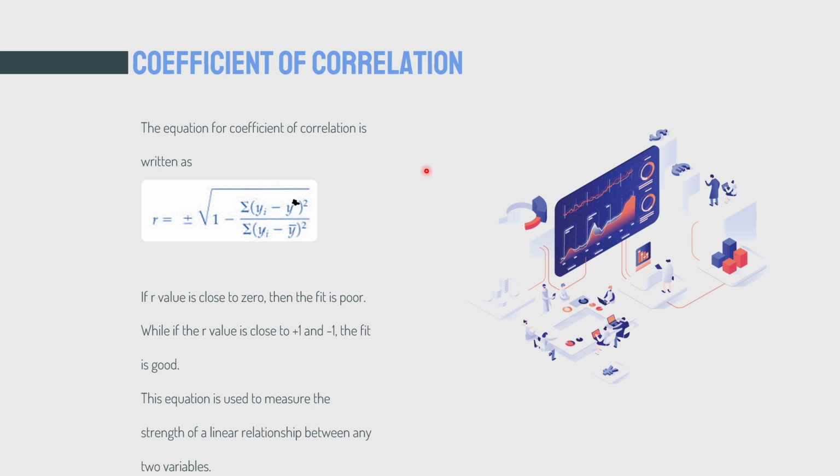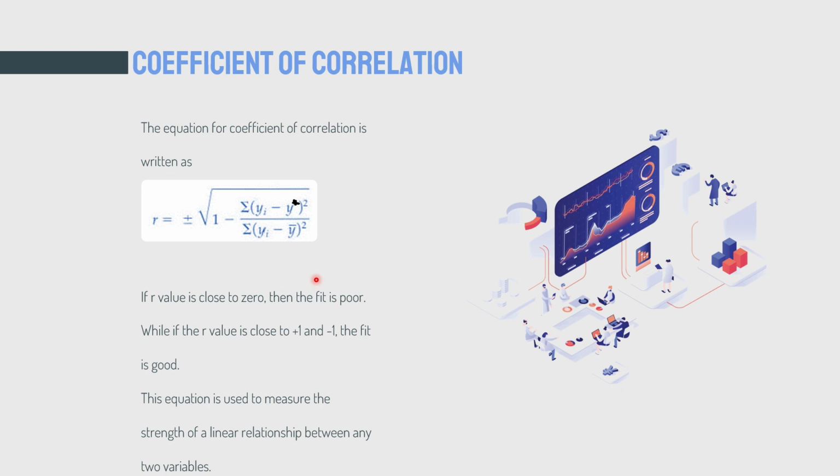Now, whatever value R comes back with, if the R value is close to 0, then in this case the fit is poor, the correlation is low. While if the R value is close to +1 or -1, then the fit is good. So there's a positive correlation, a negative correlation, and there is 0. The closer you are to 0, it's like a horizontal line. There is almost no correlation.